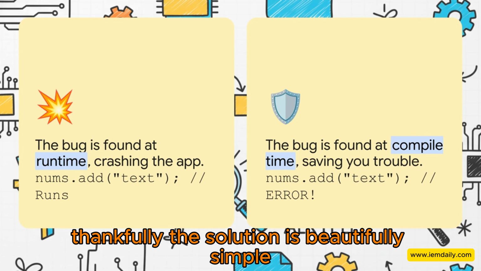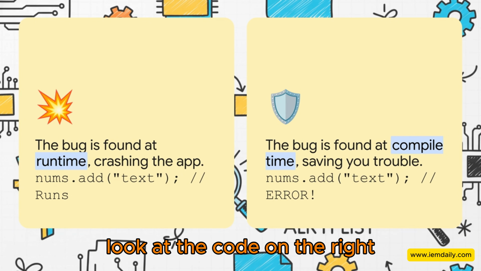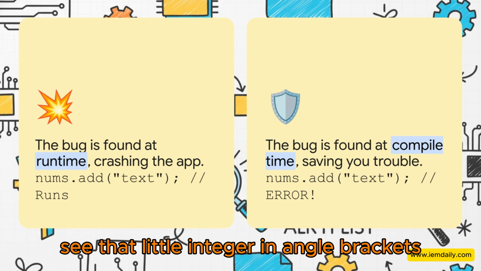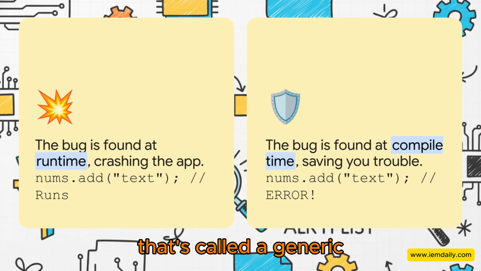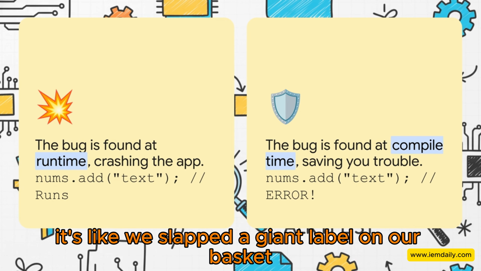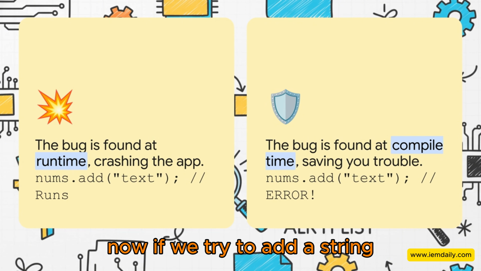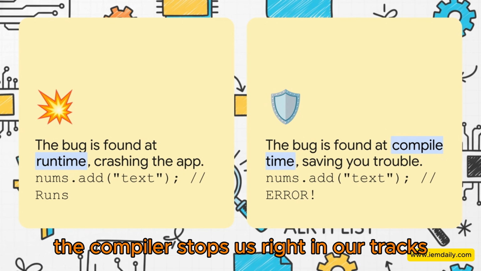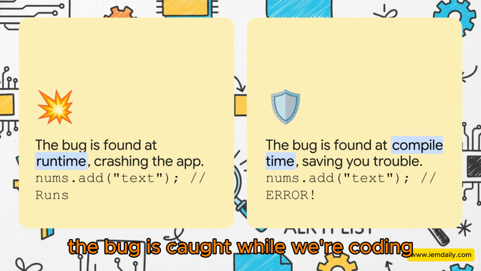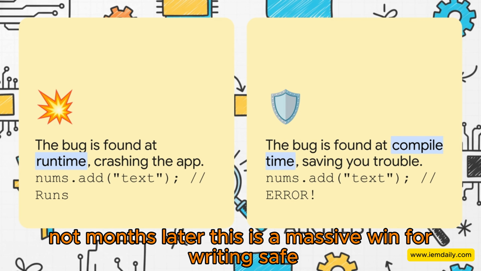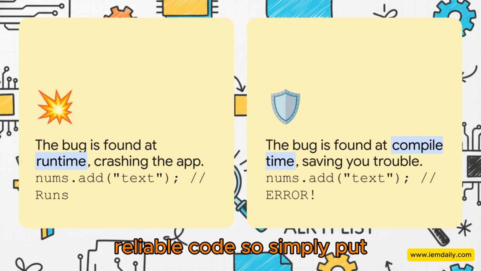Thankfully, the solution is beautifully simple. Look at the code on the right. See that little integer in angle brackets? That's called a generic. It's like we slapped a giant label on our basket that says integers only. Now, if we try to add a string, the compiler stops us right in our tracks. The bug is caught while we're coding, not months later. This is a massive win for writing safe, reliable code.